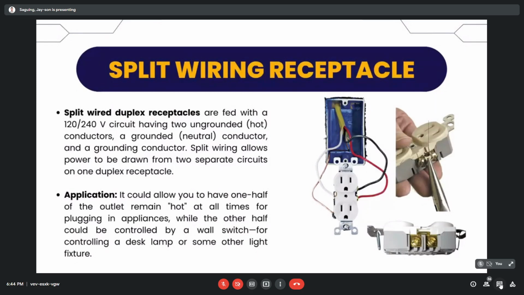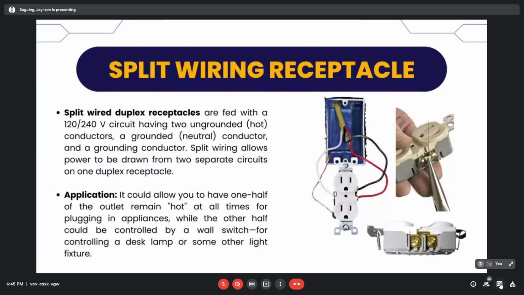So the most common reason for installing one is that it could allow you to have one half of the outlet remain hot at all times for plugging in appliances, while the other half could be controlled by a wall switch for controlling a desk lamp or some other light fixture. So usually, the reason split wiring receptacles are used is to control one half of the socket by a switch while the other half remains functional at all times.